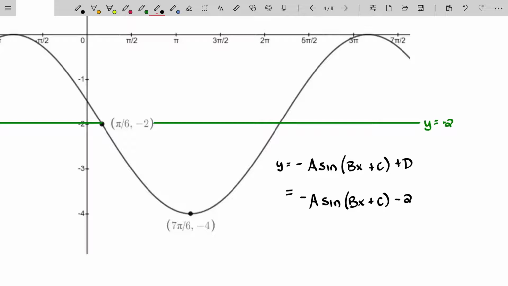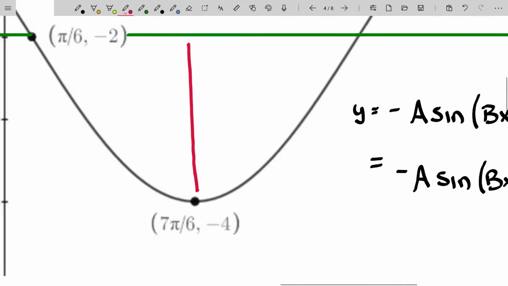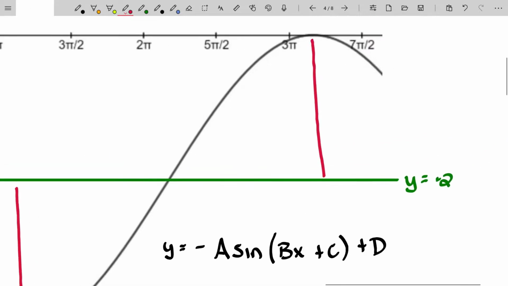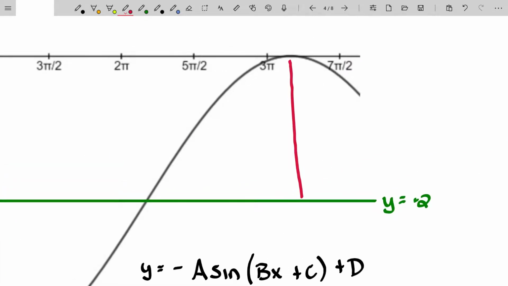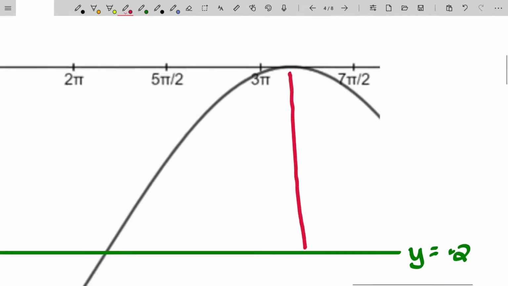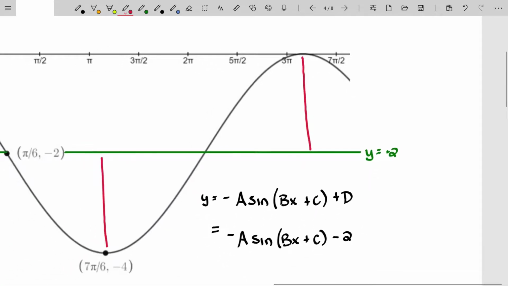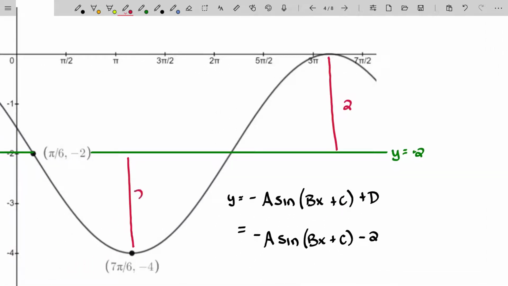Now what I need to do is probably find the amplitude. That's the next easiest thing. The amplitude is just the distance between the midline and the maximums or the minimums. It's the same distance no matter what. Notice the midline is at a height of negative 2, and the minimum is at a height of negative 4. That's a distance of 2. Or you could have done it this way. The midline is at a height of negative 2, and the maximum looks like it's a height of 0. And so again, that distance is 2 in either case.